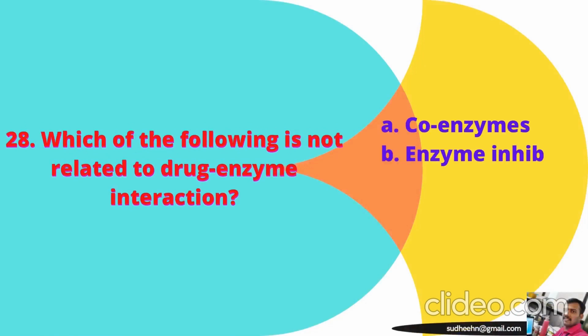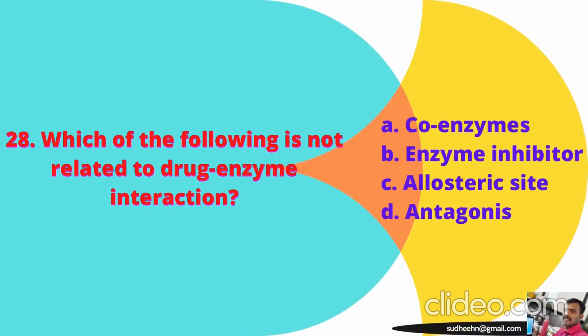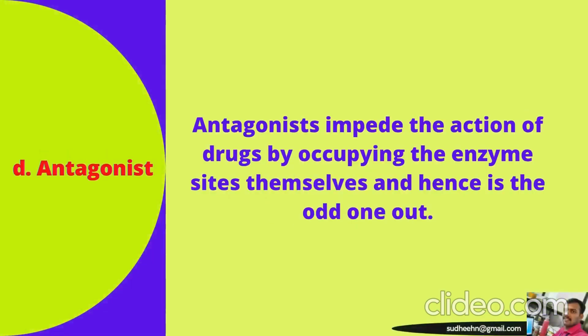Question number 28. Which of the following is not related to drug enzyme interaction? Option A, coenzymes, option B, enzyme inhibitor, option C, allosteric site, and option D, antagonist. And the right option is option D, that is antagonist, because antagonists impede the action of drugs by occupying the enzyme sites themselves and hence is the odd one out. So that's why the solution is antagonist.